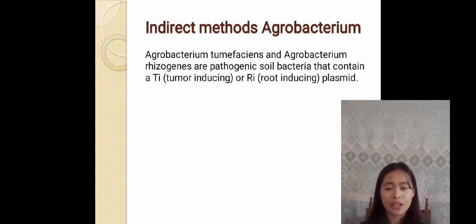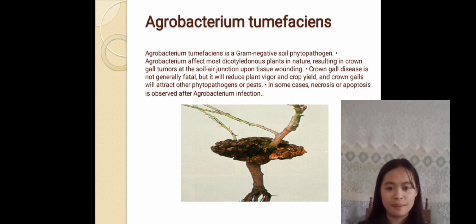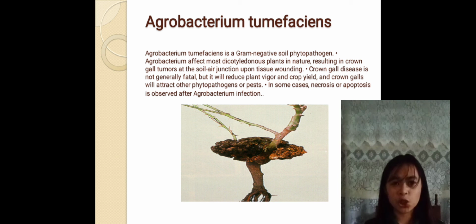Indirect method: Agrobacterium. This is a pathogenic soil bacterium that contains a Ti or tumor-inducing plasmid, or Ri, which is a root-inducing plasmid. Agrobacterium tumefaciens has been extensively used as the major agent for the production of transgenic plants in a wide variety of plant species.